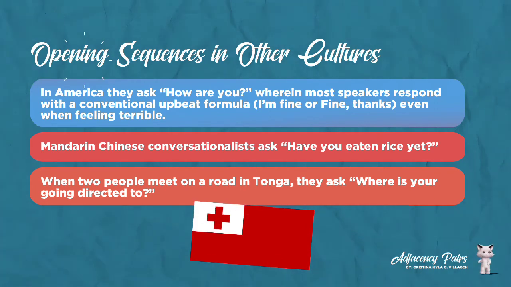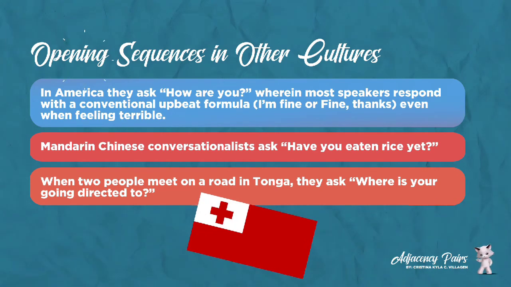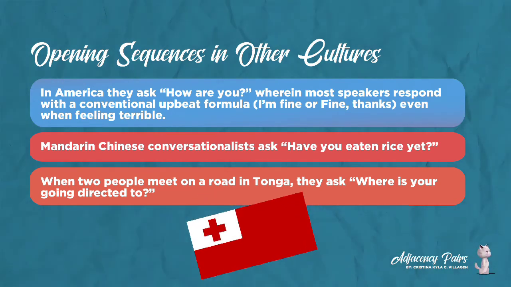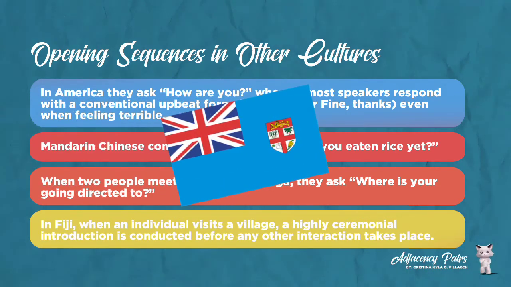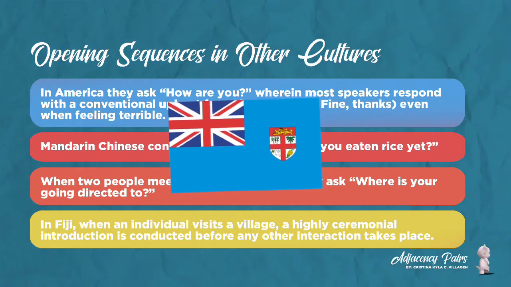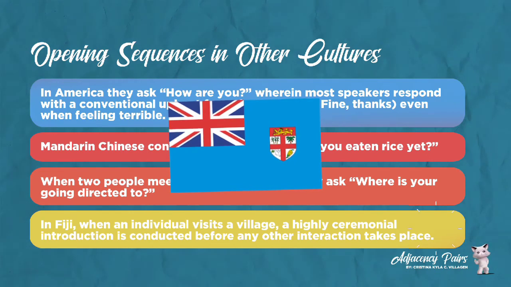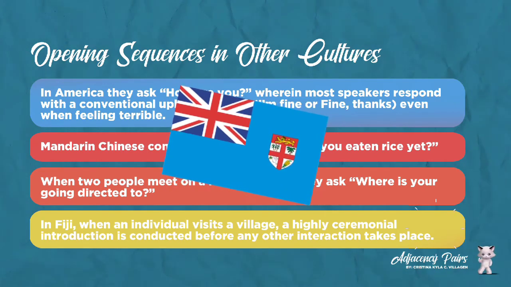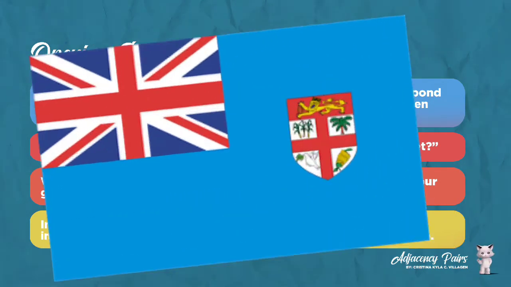In formal contexts, or when differences of social status exist between participants, many cultures require a lengthy and formulaic opening sequence. In Fiji, when an individual visits a village, a highly ceremonial introduction is conducted before any interaction takes place. This event involves speeches that are regulated by a complex set of rules governing what must be said, and when, and by whom.